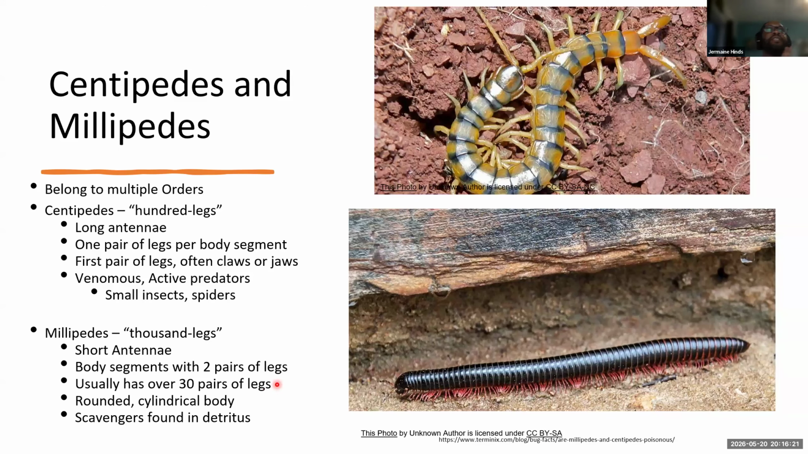Next up, you have your centipedes and millipedes. They belong to multiple orders. So the centipedes are typically called cent. So centi means 100, peds mean feet. So 100 legs. They have a long pair of antennae. The first pair of appendages are usually these jaws or claws, and they have a stinger in them that could deliver venom into their prey. So they're hunters, active predators. They're attacking small insects and spiders.